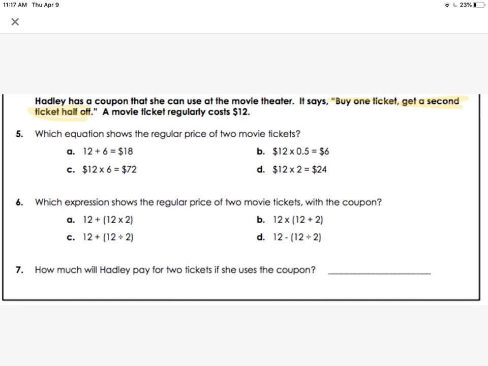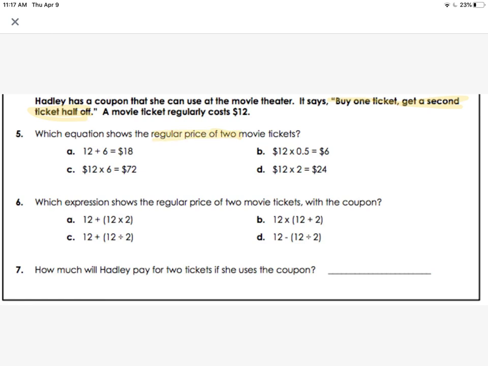So the first problem on this page, which is actually question number 5, asks, which equation shows the regular price of 2 movie tickets? Remember, equation is just a fancy word for math problem. So which math problem would we use to find the regular price of 2 movie tickets? Option A is 12 plus 6 equals 18. So I see that 12, that's the price of 1 regular movie ticket, but we're looking for the price of 2 regular movie tickets, the regular price.